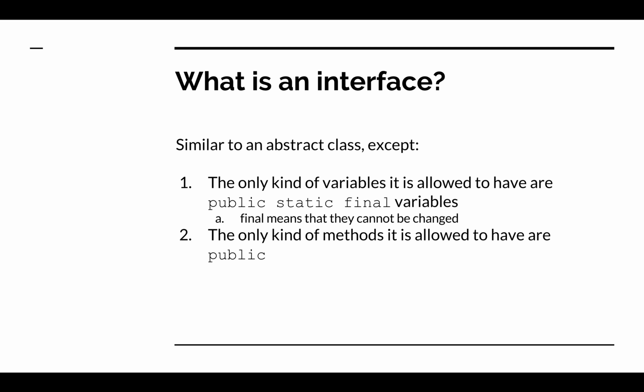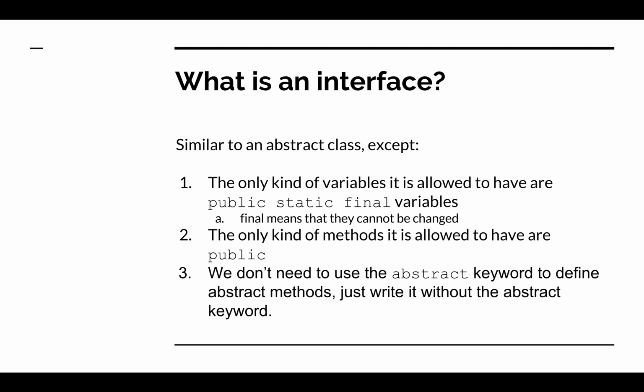Second difference, the only kinds of methods it is allowed to have are public. So an abstract class can have whatever methods, but an interface must have public methods. They can be static too. Like public static is fine too, but they have to be public. They can't be private or protected or anything else. Cool. All right. Next difference.